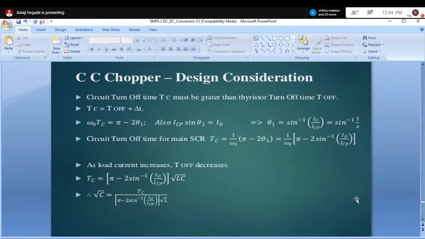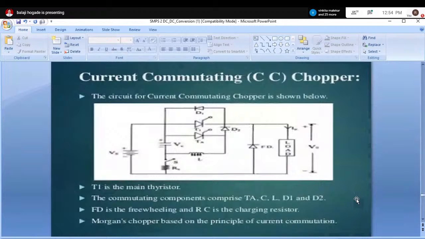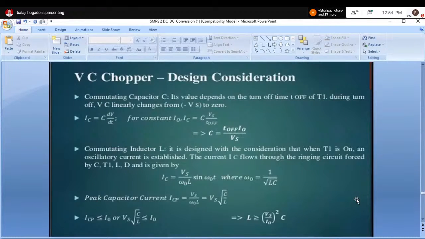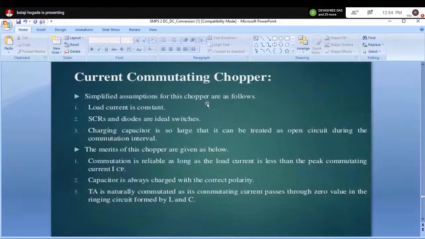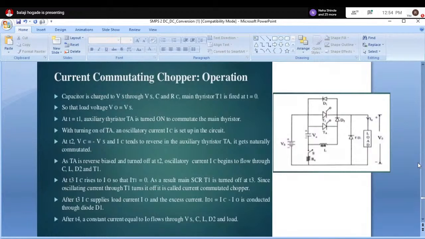Current commutation chopper: circuit diagram, design, and the assumptions. What are the ideal conditions to be assumed while studying the current commutation of the chopper? Then what are its merits? Operation of the circuit: how the circuit works, how the main SCR is turned off by turning on the auxiliary SCR.